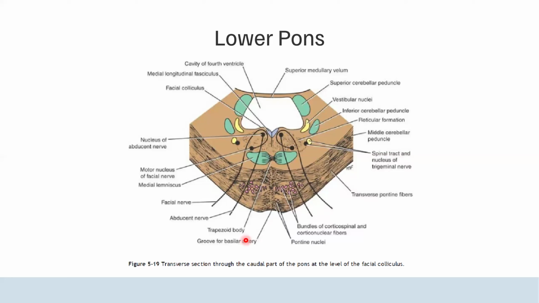Something else that is very unique to the pons is this trapezoid body that you see here, where we have this decussation and where we have the medial lemnisci on either side. After the medial lemniscus decussates, it continues to travel within the center. And then we have this trapezoid body. We have these bundles for the corticospinal and corticonuclear fibers. We have the huge middle cerebellar peduncle, and we have this looping of the facial nerve around the abducens nerve.